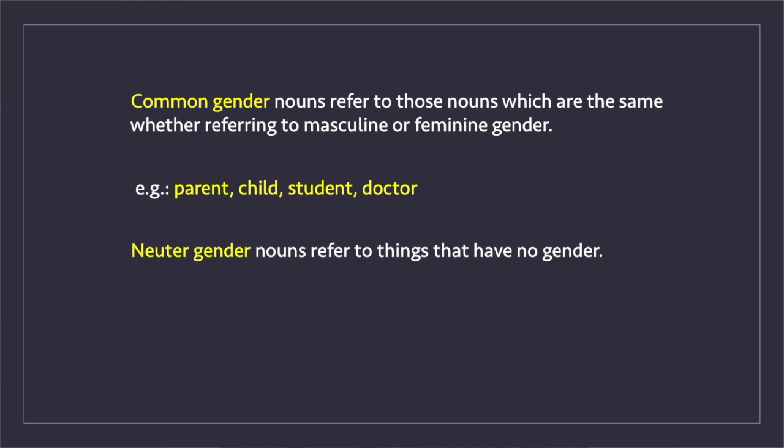And the last one is neuter gender nouns. They refer to things that have no gender at all. Examples can be gold, pencil, table, etc. You notice that all of these things are non-living things. So naturally, they don't have any gender.